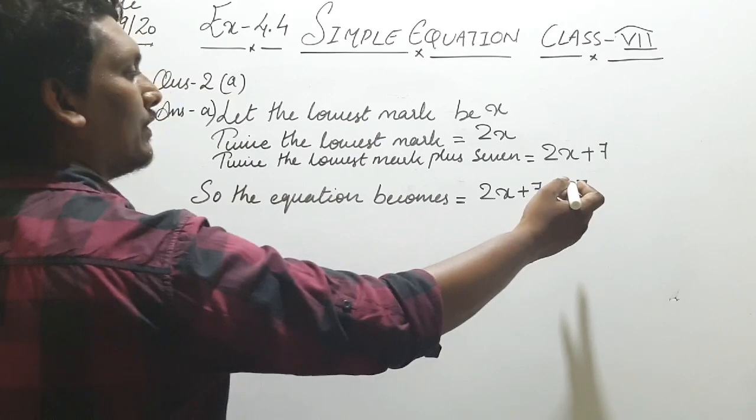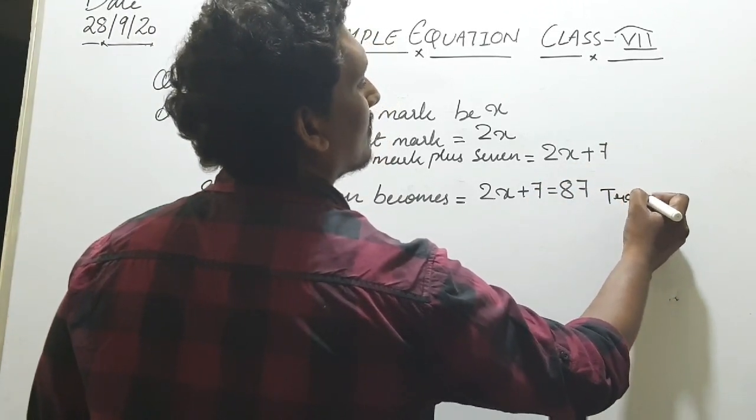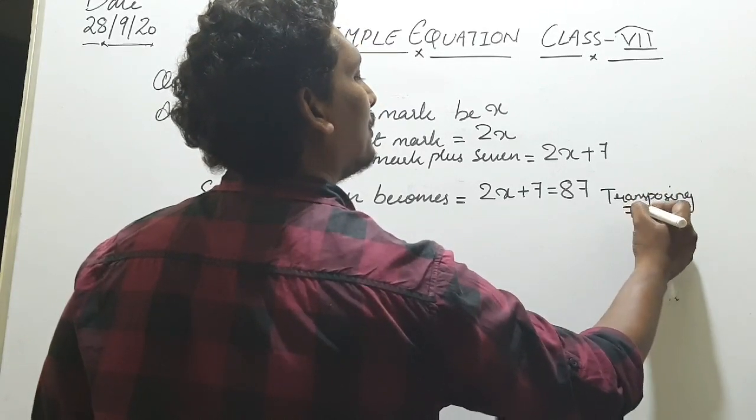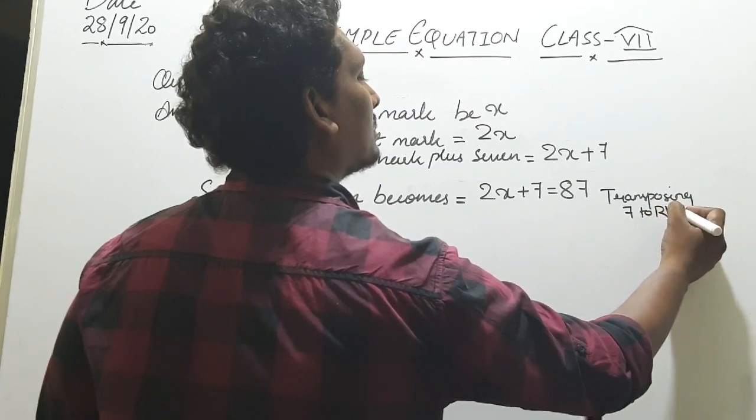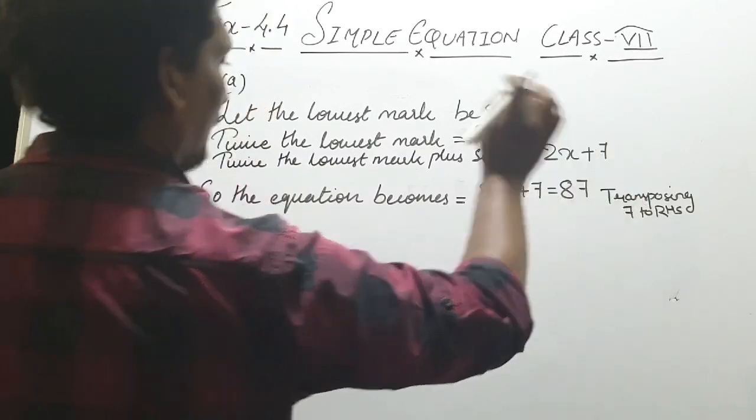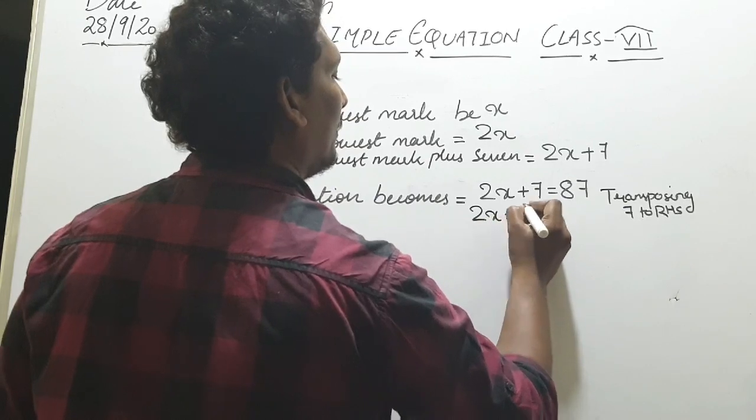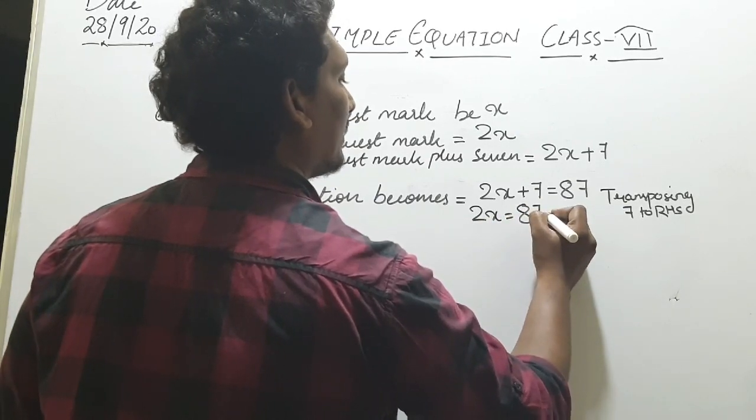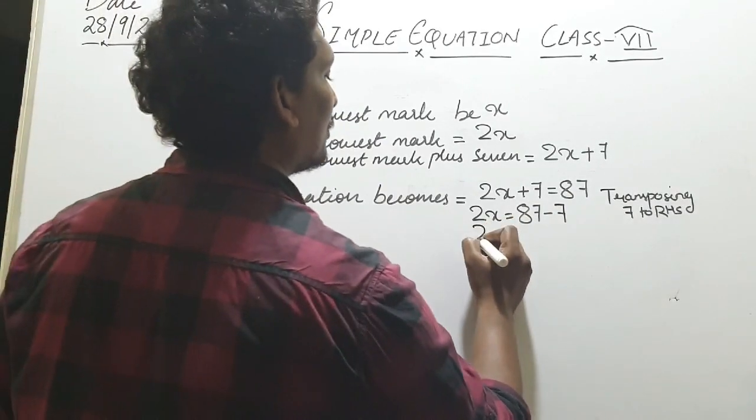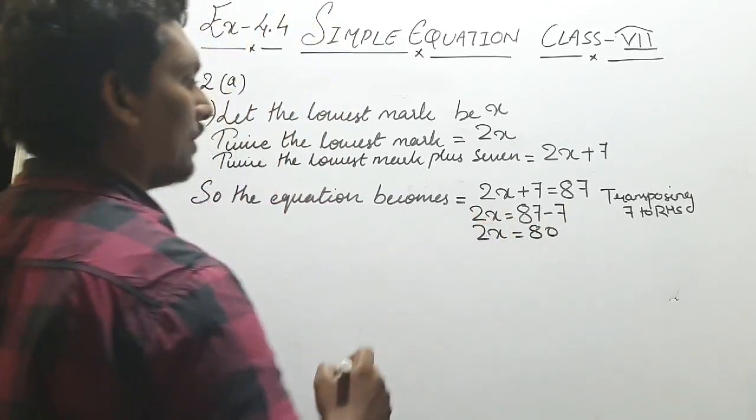So we are transposing this 7 to RHS. So we are shifting this plus 7 to RHS, it will become minus. So 2x is equal to 87, we have to write first, plus will become minus, that is 7. So 2x is equal to 87 minus 7 is 80. Okay.